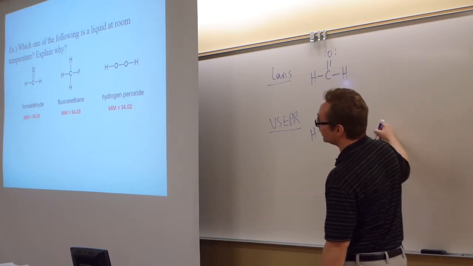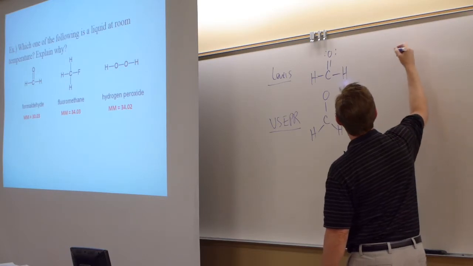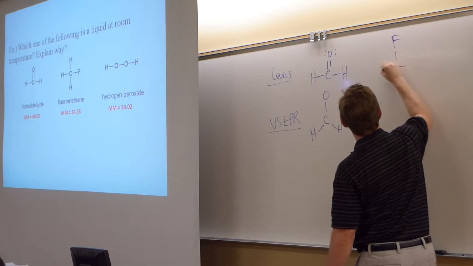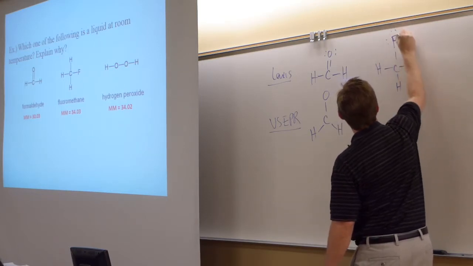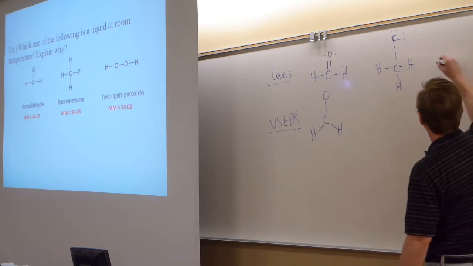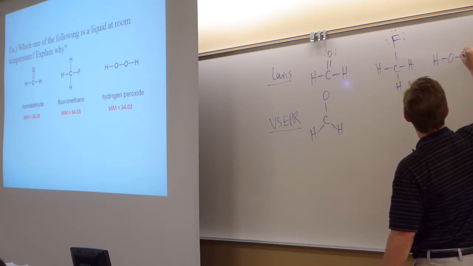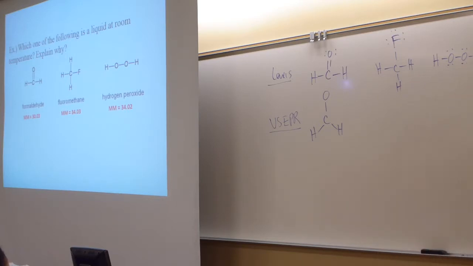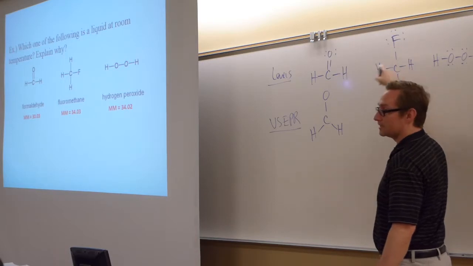Here's fluoromethane. What's that going to look like? All right, there's the Lewis structure for fluoromethane. And then for HOOH, right, there's the structure for the last one. What would be the VSEPR sketch? What would that be for this?